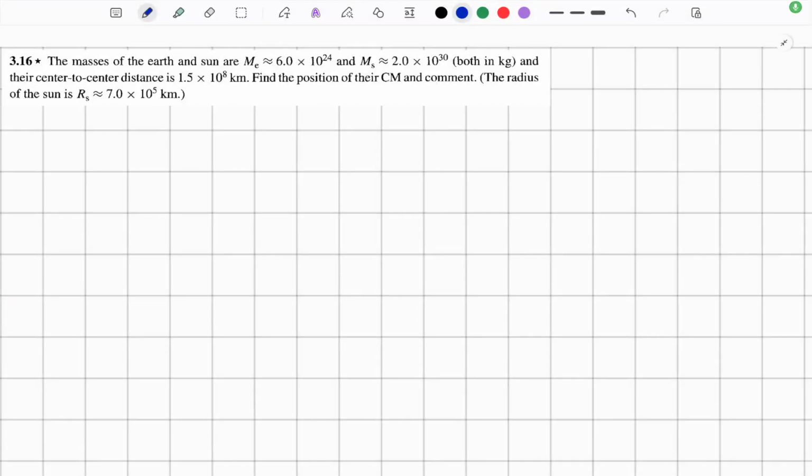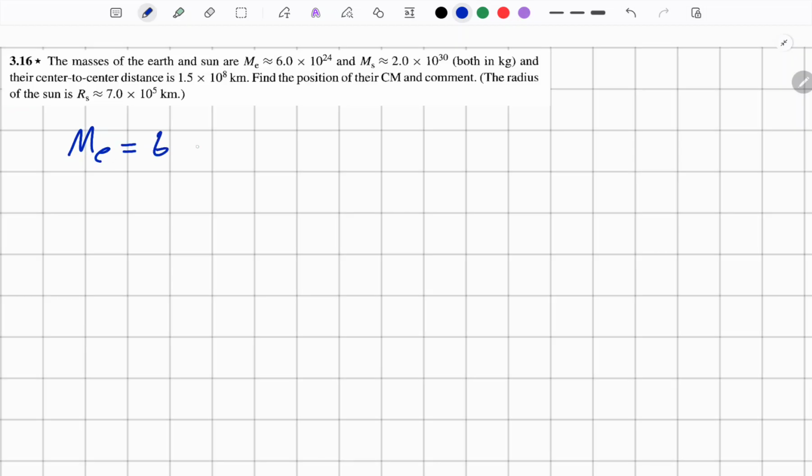We're going to work through another center of mass problem here. This is problem 3.16 from Taylor's Classical Mechanics. And let's start with what we're given here. We're given the mass of the Earth and the mass of the Sun.